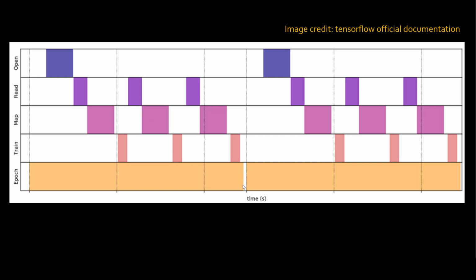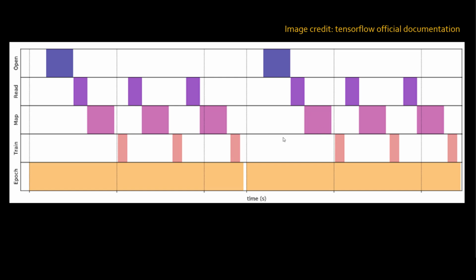And when the first epoch is over, in the second epoch, you again open the same 10 million line file. Then you take a 10,000 line chunk, then you do all the transformation, training, again the next set of 10,000 lines, and so on. So you see some redundancy. These operations, open, read, map, are redundant.